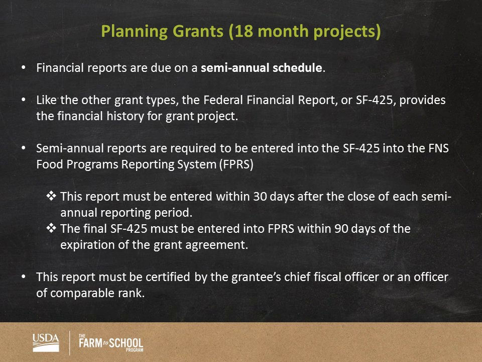Planning grantees, you all are a little different in that your projects are set for 18 months, and your schedule is more on a semi-annual basis, and that means that your financial reports are due every 6 months as opposed to every 3 or 4 months. Like the others, your reports are to be entered electronically into our FIPR system. Like the others, they need to be certified by someone on your staff to say that this, in fact, is an accurate account of your history. Like the others, your report is due 30 days after the end of each semi-annual reporting period. And like the others, your final report is due 90 days after the end of your grant period.